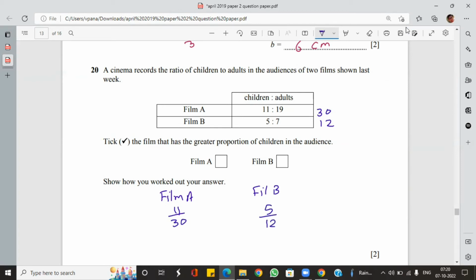Let us compare these two fractions. Cross multiplying, 11 times 12 gives 132, and 30 times 5 gives 150. So 150 is greater, so 5 by 12 is greater. So film B has the greater proportion of children in the audience. So you will be taking film B.